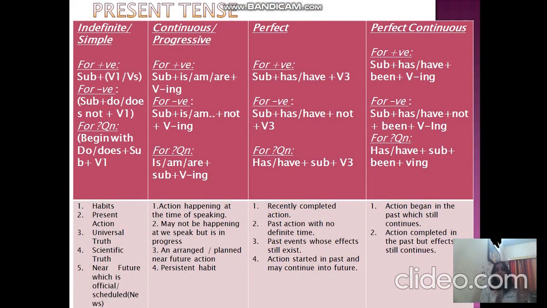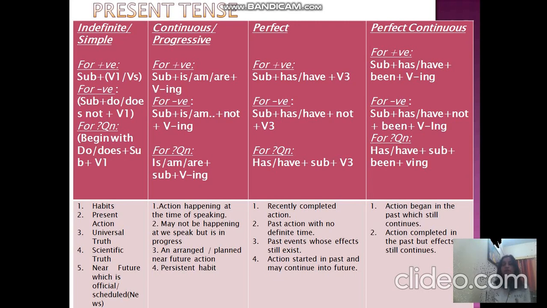Present tense has subcategories: present indefinite or present simple, present continuous or progressive, present perfect, as well as present perfect continuous. In structure, we use simple present tense with subject plus V1 or Vs. Subject actually refers to any noun or noun phrase like the boy, or even any pronoun which can replace it, like he. So, subject plus verb: he goes to school.